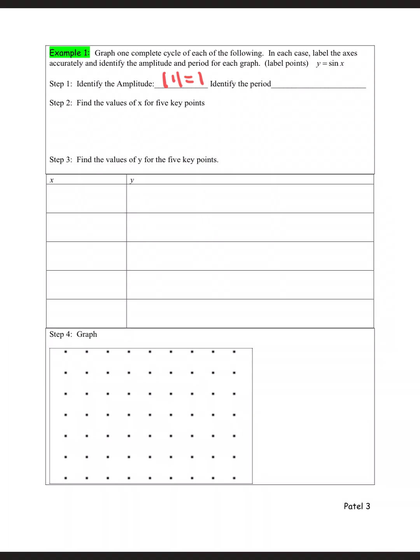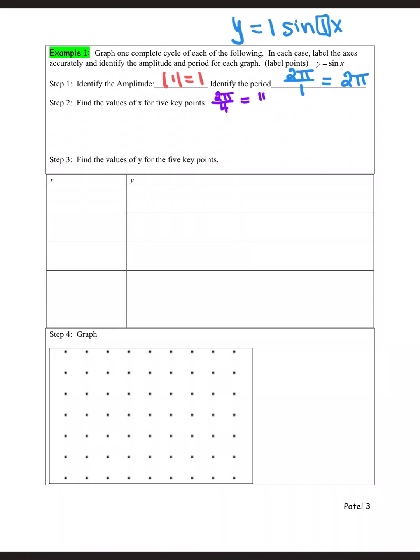Notice this problem can be rewritten as y equals 1 sine of 1x. So here the period is going to be 2 pi divided by my b. Well, my b here is 1. So 2 pi divided by 1 is 2 pi. Next, we're going to find the values for the 5 key points. To do that, we're going to take our period, which is 2 pi, and divide by 4.